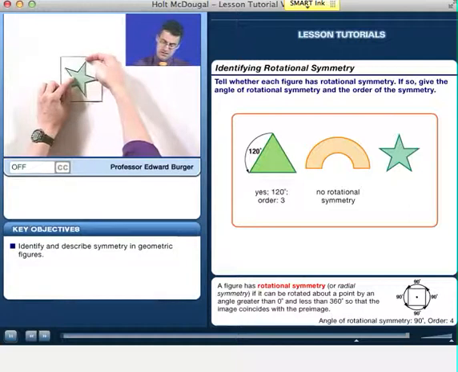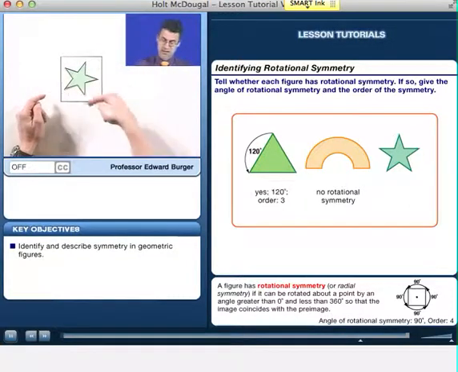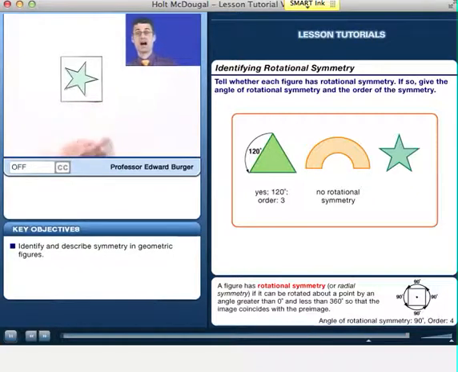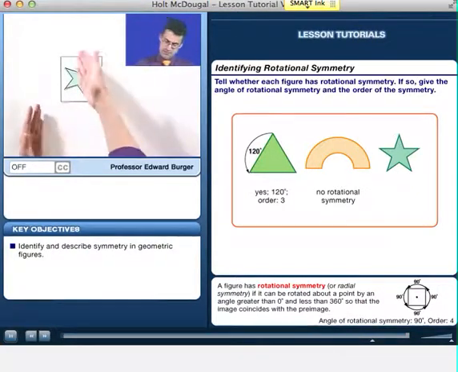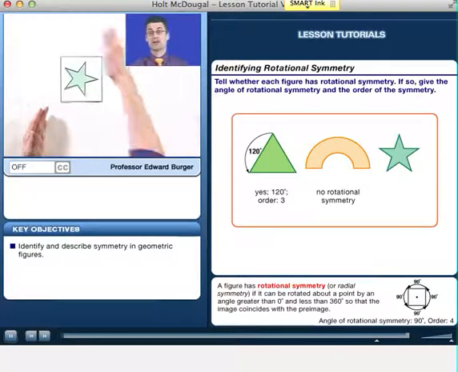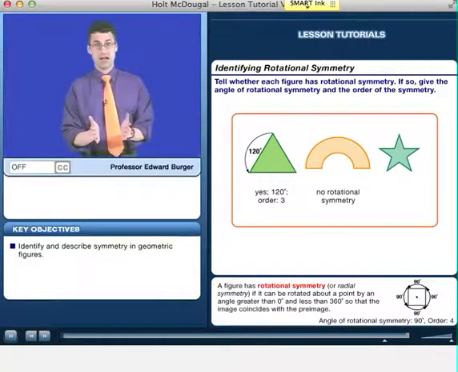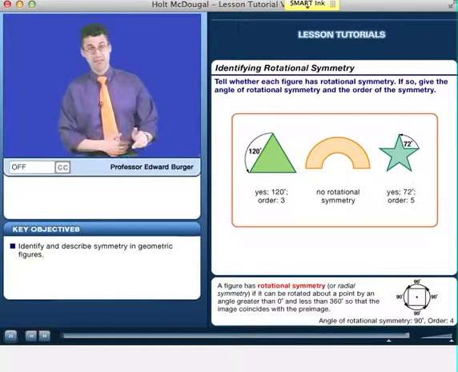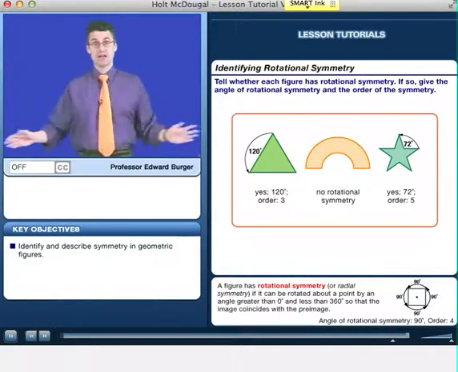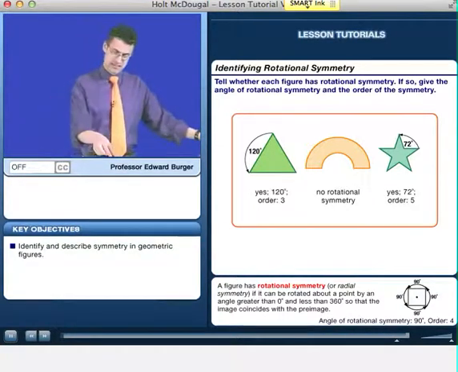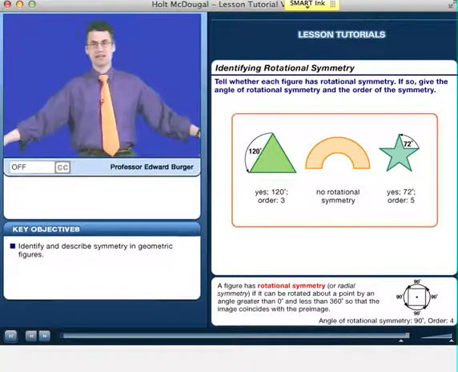So each point of the star can go around to any other point, and there's 5 points. So in fact, this is going to have order of symmetry 5, and we can actually figure out the angle since there are 5 points and they're equally spread around 360 degrees. If we take 360 divided by 5, we see 72 degrees. So the angle of rotation is 72 degrees, and we see some really spectacular symmetry in the beautiful star.